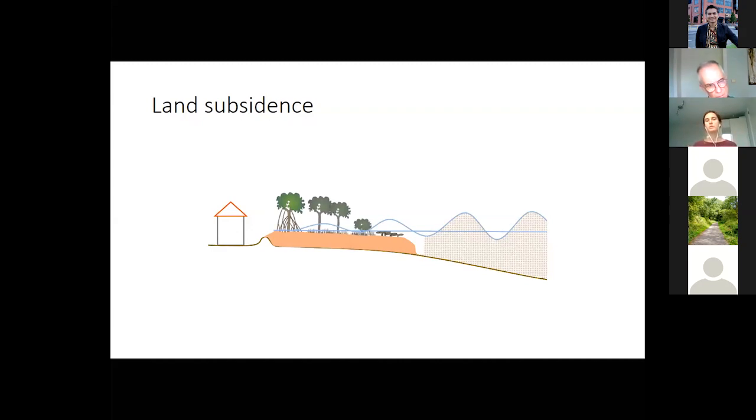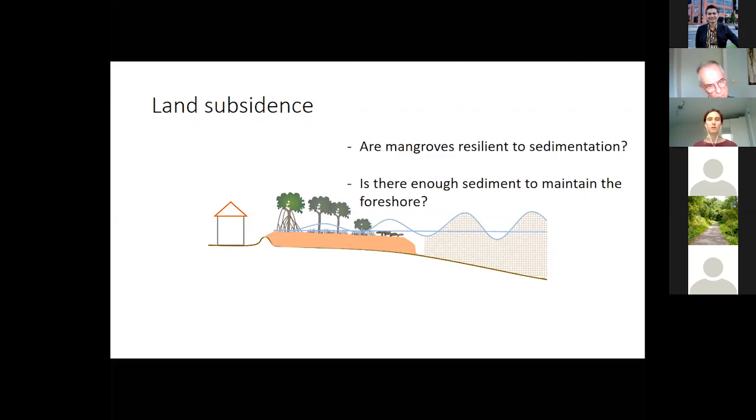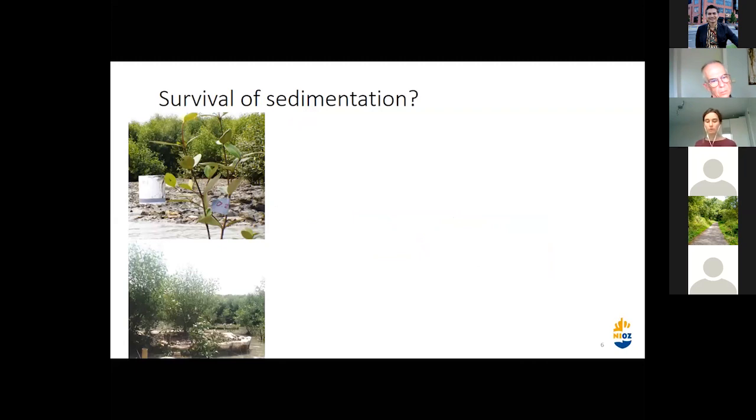So we had 2 questions regarding this resilience question, basically. First, are mangroves resilient to this amount of sedimentation, especially if we would, for instance, hypothesize that the average subsidence rates are about 20 centimeters per year. The mangrove should be able to outgrow also the sedimentation of 20 centimeters per year. And in addition, is there actually enough sediment to maintain this foreshore? So for those 2 questions, we went into the field and we did an experiment related to sedimentation.